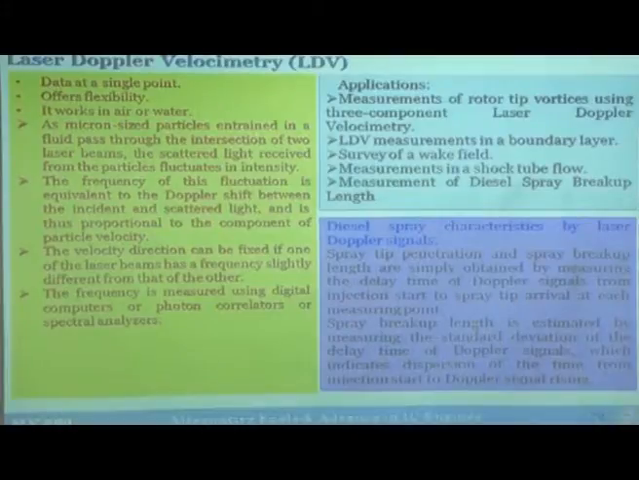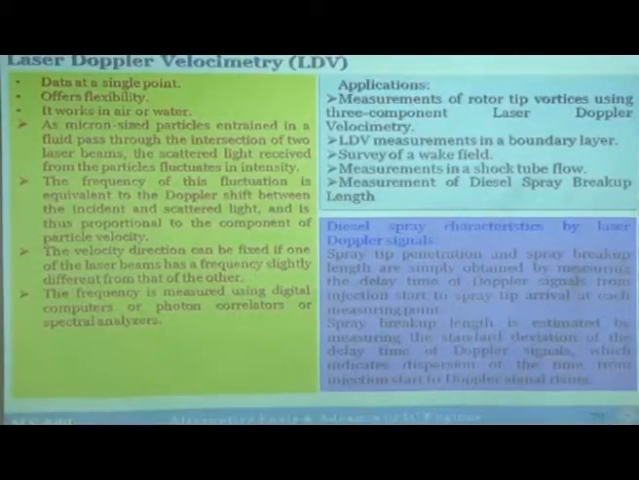As micron sized particles entered in the fluid pass through the intersection of the 2 laser beams, the scattered light received from the particle fluctuates in intensity. The frequency of this fluctuation is equivalent to the Doppler shift between the incident and scattered light, and this is proportional to the component of particle velocity. The velocity direction can be fixed if one of the laser beams has a frequency slightly different from the other. The frequency is measured using digital computers and photon correlators and spectral analyzers.